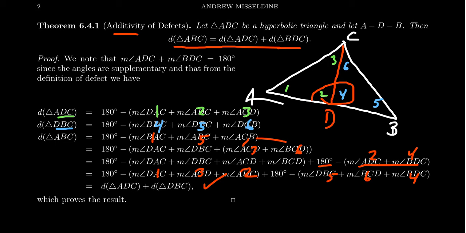To summarize what we've done here, the defect function is a positive function. It preserves congruence, and it's additive. I want you to remember those three things: positive, congruence preservation, additivity. If I say this enough, you will have no choice but to think about these as you close your eyes and go to sleep tonight. You will remember them always.